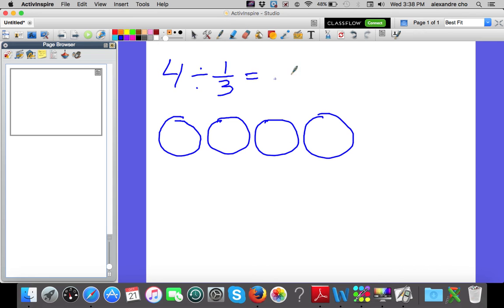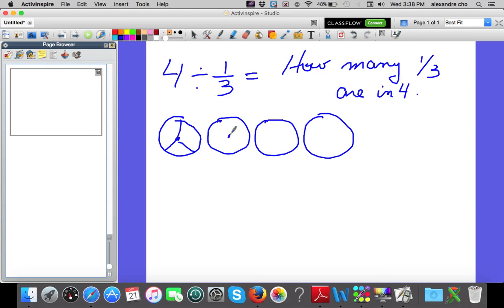A good way to think about this is how many 1/3s are in 4? Well, why don't we find out? Let's break each of them into thirds. Thirds, thirds, more thirds, and a last third. Count them off. There's 1, 2, 3, 4, 5, 6, 7, 8, 9, 10, 11, 12.